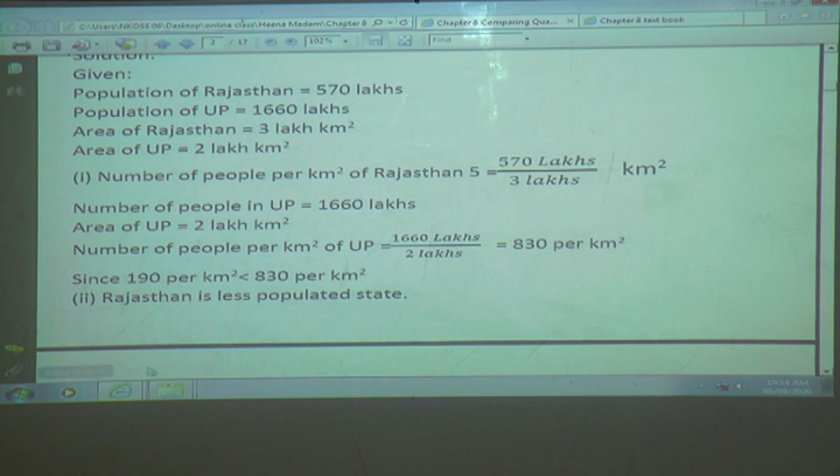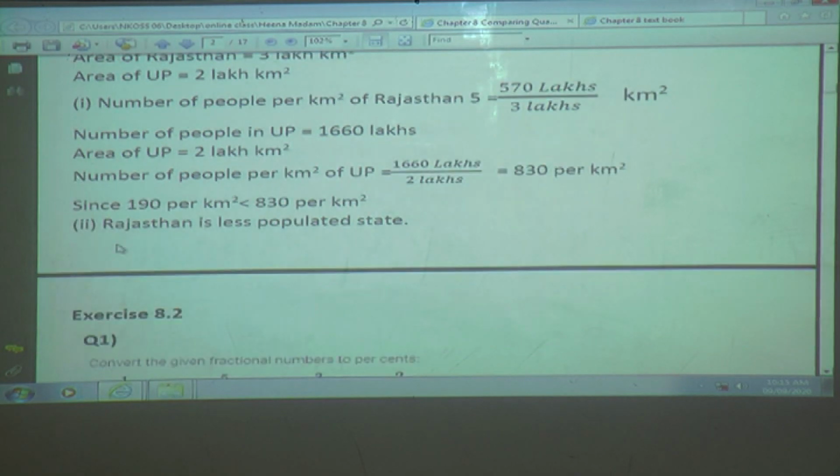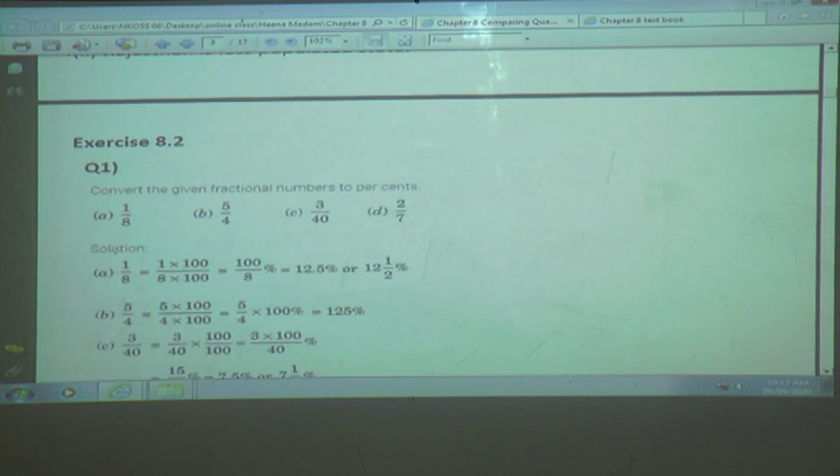So since 190 per kilometer square is smaller than 830 per kilometer square, in this way we can find out by reducing both the things, and we can compare which one is greater. So Rajasthan is the less populated state. The second question was which of these is the less populated state? Rajasthan is less populated as compared to its area. So in this way we have solved the word problem.